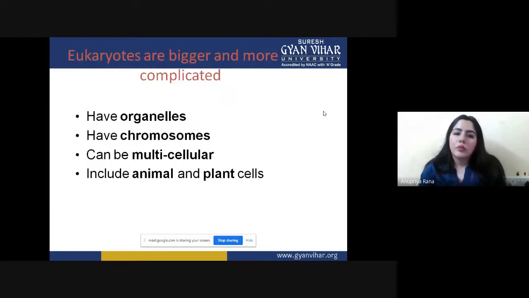Now, if we talk about the shape and structure of eukaryotes, they are bigger and more complicated. How are they bigger and more complicated? Basically, they have lots of organelles inside them, so they are bigger. If something does not have many things to store, the size will be small, like the prokaryote itself. But as we are saying, the eukaryotes have a lot of organelles to cover inside them, so at that time they should be bigger in size.